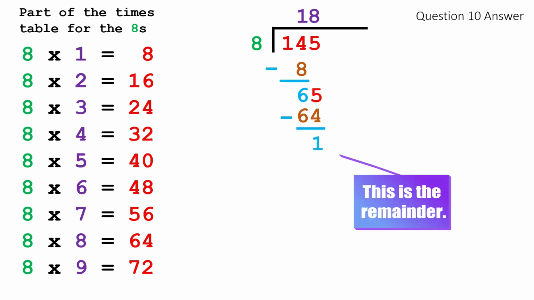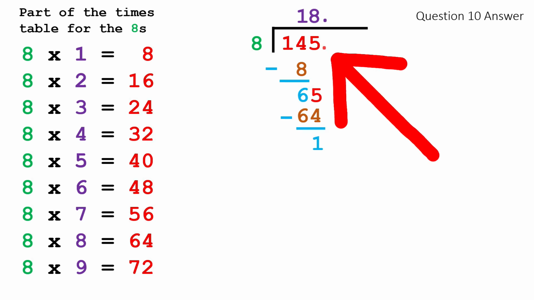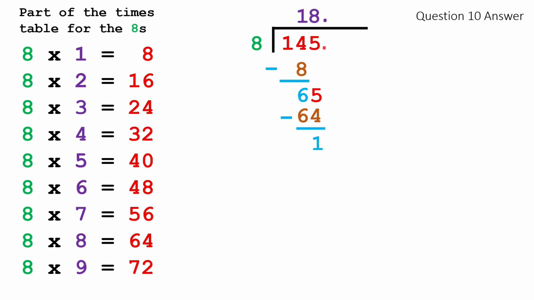Normally, this leftover number would be our remainder, but the question asks us what the remainder is when expressed as a decimal. So we need to add a decimal point to the answer and dividend and keep dividing. Whenever we add a decimal to a dividend, we can write as many zeros to its right as we want. We'll write 3 zeros. Next, we bring down a 0. This is our new dividend.